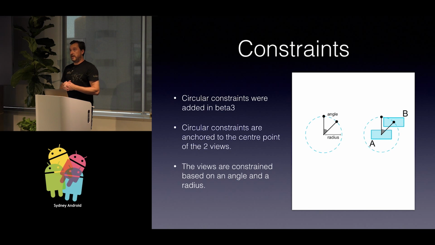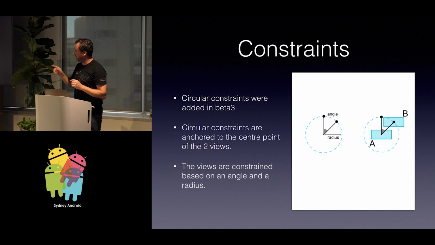A new one that was released in beta 3 just this week, or Friday I think it was, is circular constraints. So you can have 2 views constrained to each other, and it takes the center point. So this is a new thing that they've only just released, where you can constrain things to the center, and you can have one view laid out relative to another view based on an angle and a radius.